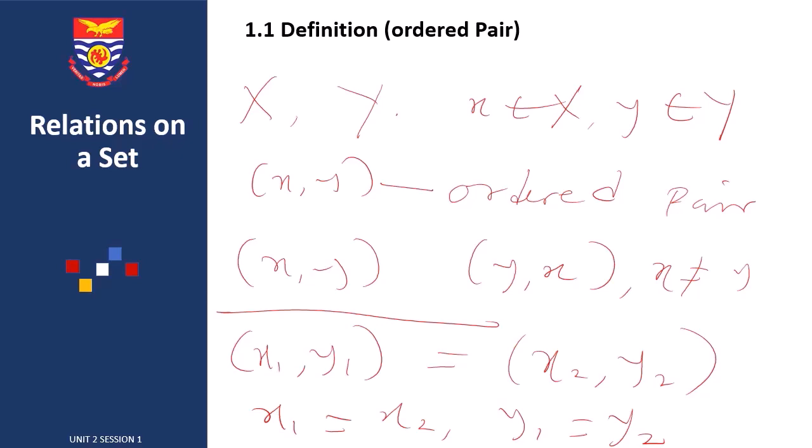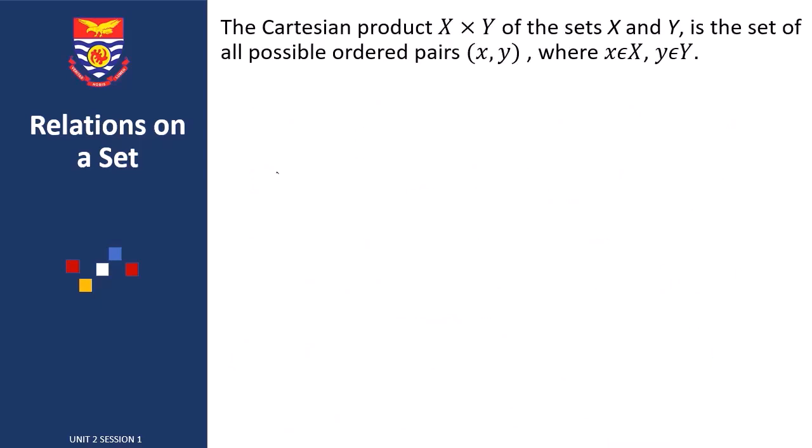Let's look at an example in the next slide. Before the example, let's look at what a Cartesian product means. The Cartesian product of X and Y, which we read as X cross Y, of the sets X and Y is the set of all possible ordered pairs (x, y), where x is a member of the big X and y is a member of the big Y. Now that we understand what ordered pairs are, we use them to find a Cartesian product. Good.